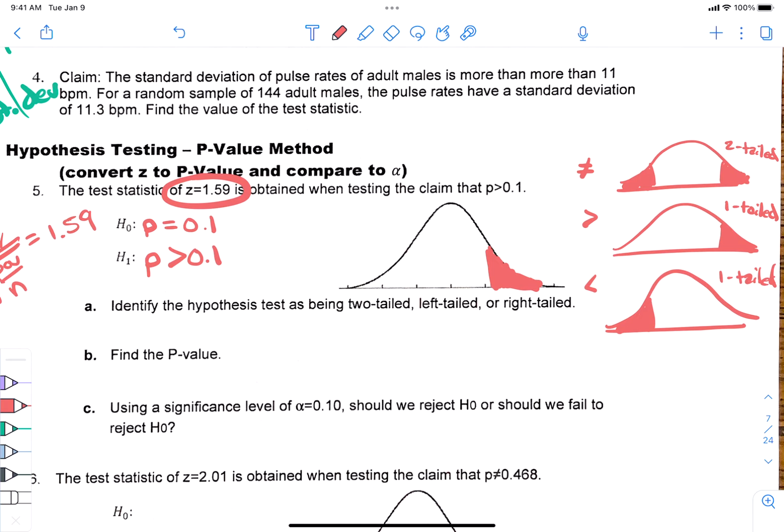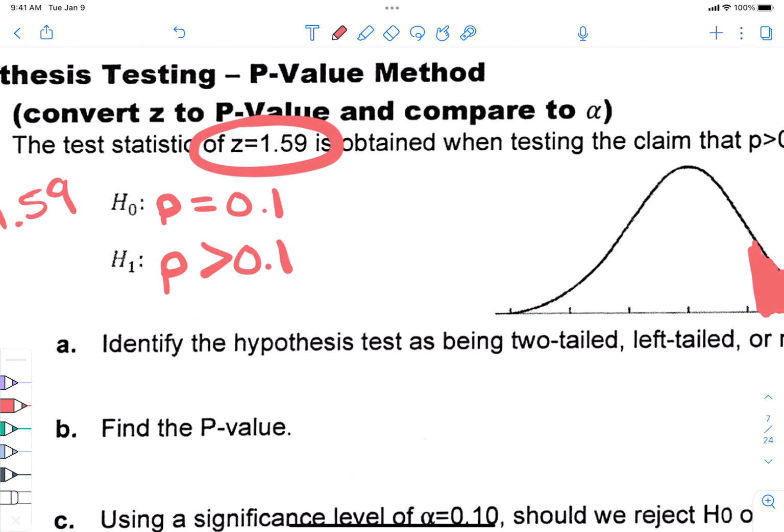One more thing that I want you to write down is that we are claiming that P is greater than 0.1. So put your claim with the alternative hypothesis, or H1. Your claim will not always go with H1. Sometimes we're claiming that it is equal to. Okay, but this time your claim is going with H1. We'll get to that. You'll get used to that.